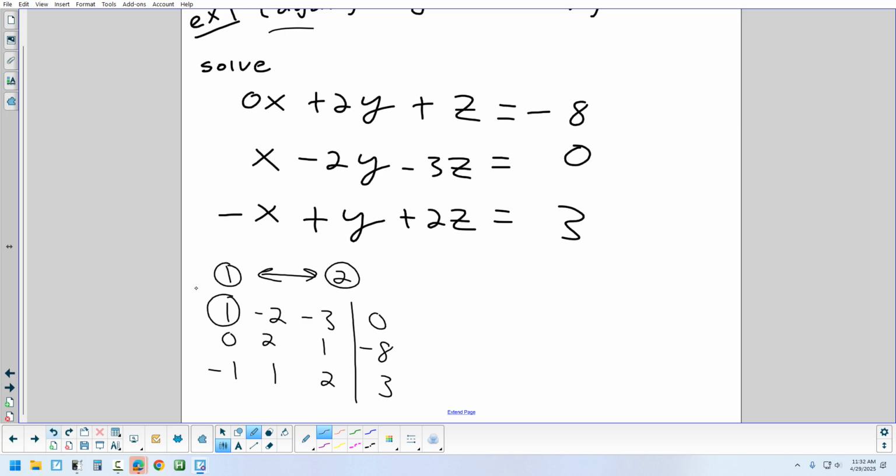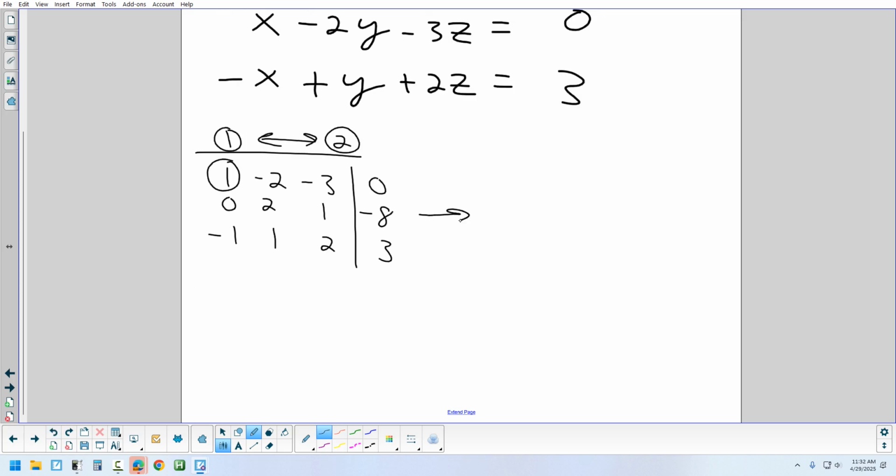So what I want to do now is, next step, take row 1 and we're going to add it to row 3. Now, if that's all you do, you haven't put the answer anywhere. This is just something we're going to do in our head. We're going to add row 1 to row 3 and we're going to store that answer in row 3. So row 3 is going to be replaced by adding rows 1 and 3 together.